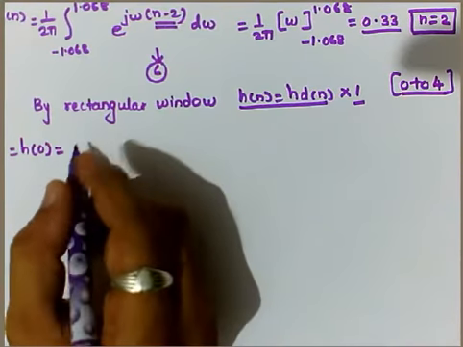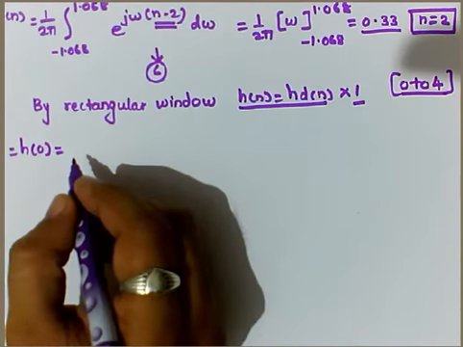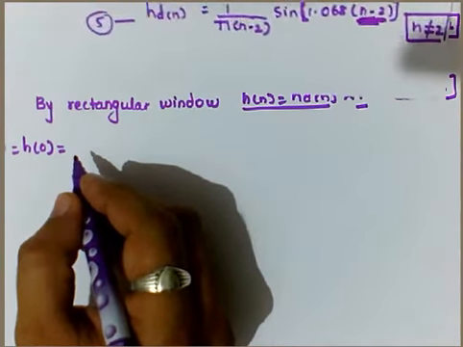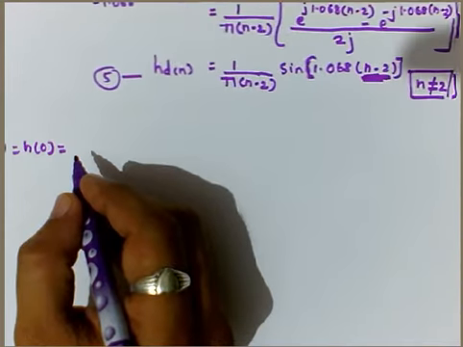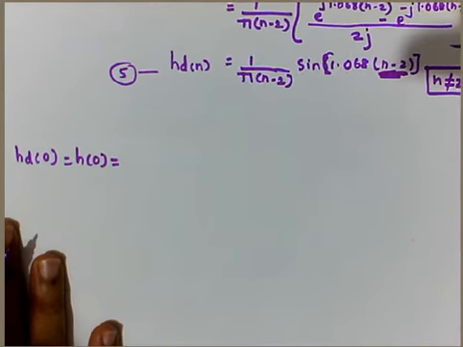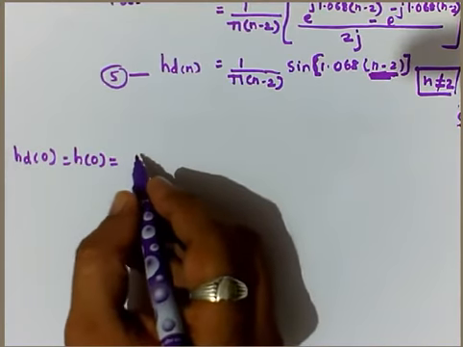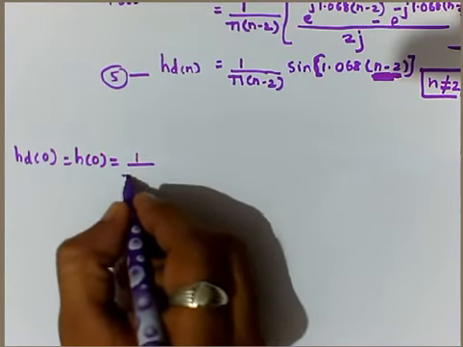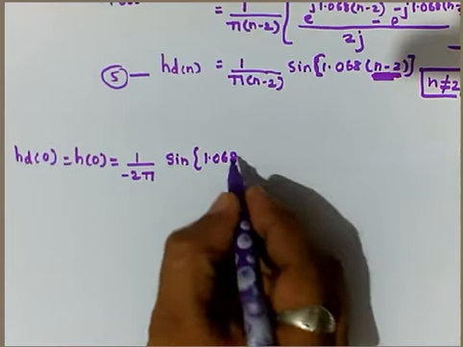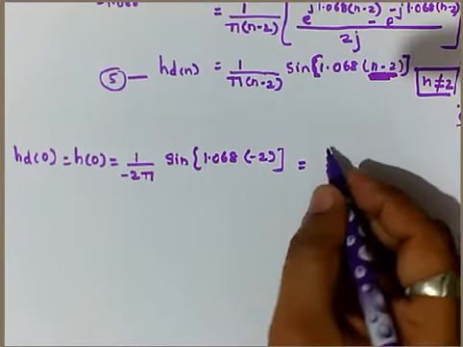So h of 0 is nothing but, with the help of the window function, we use equation number 5. Let's rewrite it. Because we are calculating hd of 0, we need to use the equation where n is not equal to 2. So from this equation it will be 1 upon minus 2 pi, sine of 1.068 into minus 2. This gives the value 0.13.